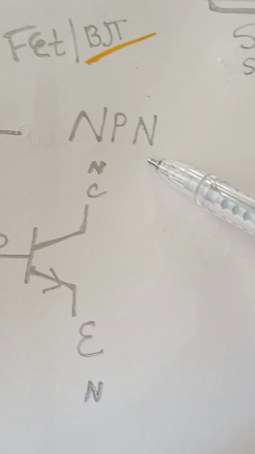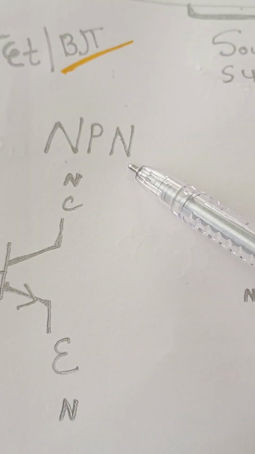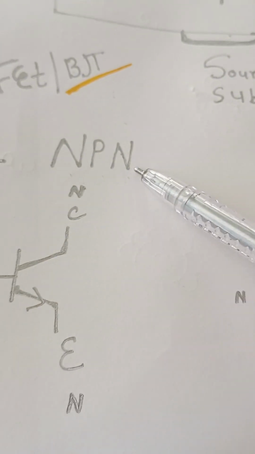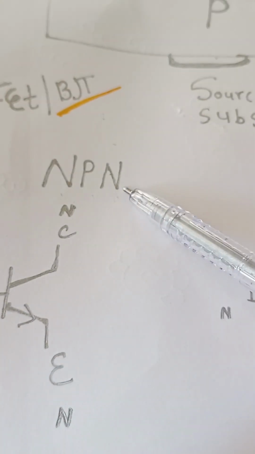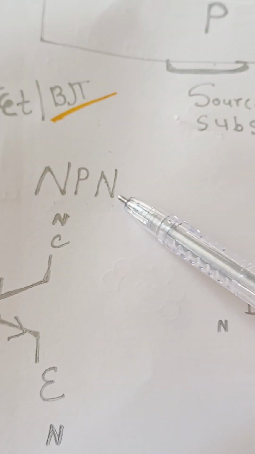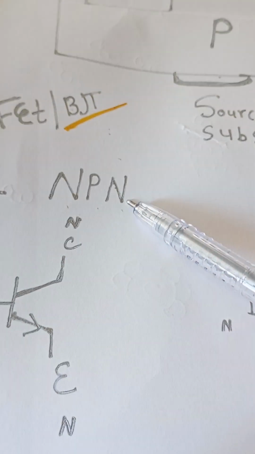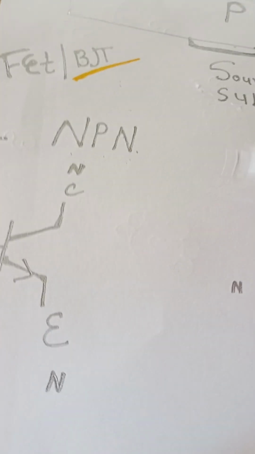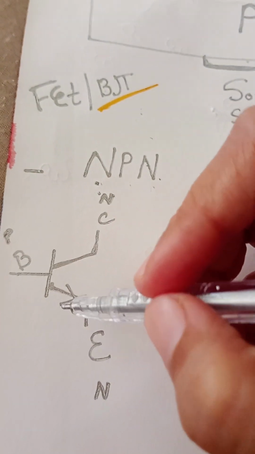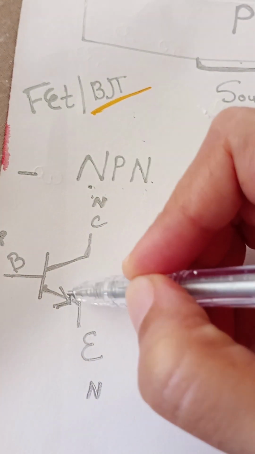So first we are going to understand this NPN. NPN means negative, positive and negative, electron, proton and electron layers. Of course, silicon or germanium is used as the semiconductor material. In NPN, the arrow must go outside.